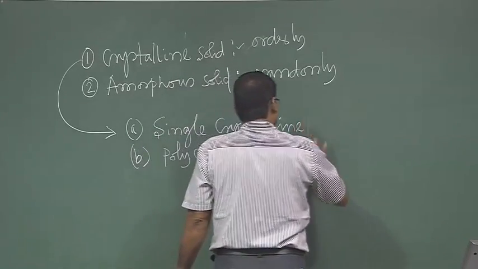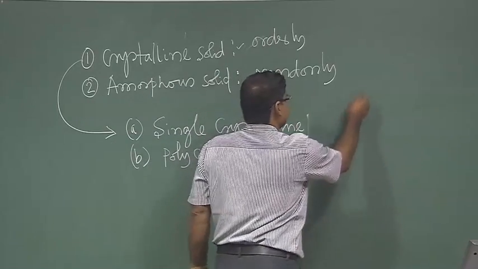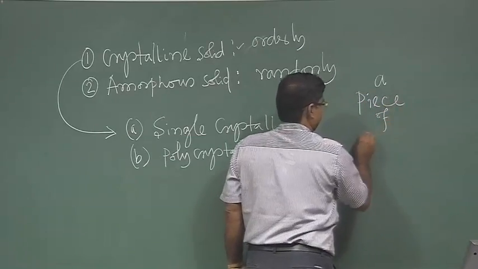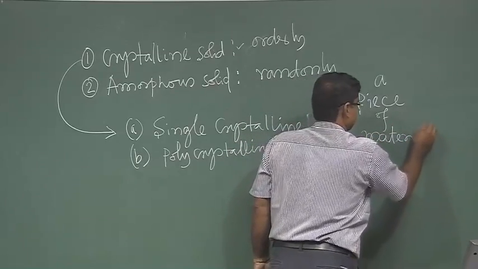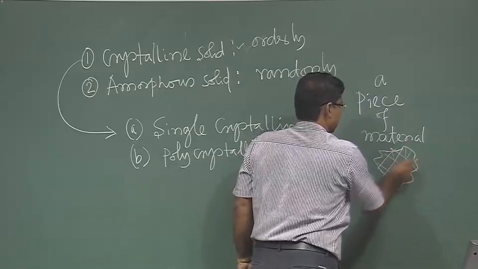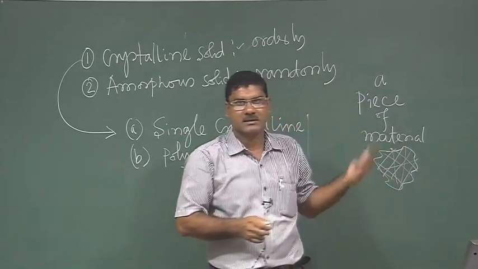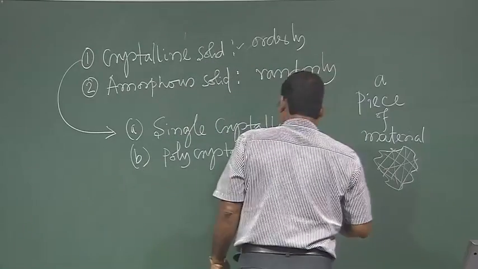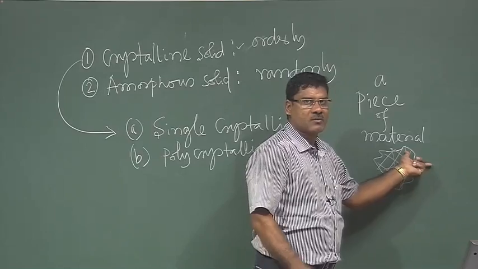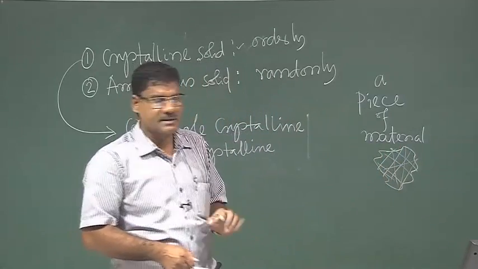So, what is that? If you take a piece of material, and in this piece of material the atoms are arranged orderly in the same manner throughout the material, then it is called a single crystalline solid.